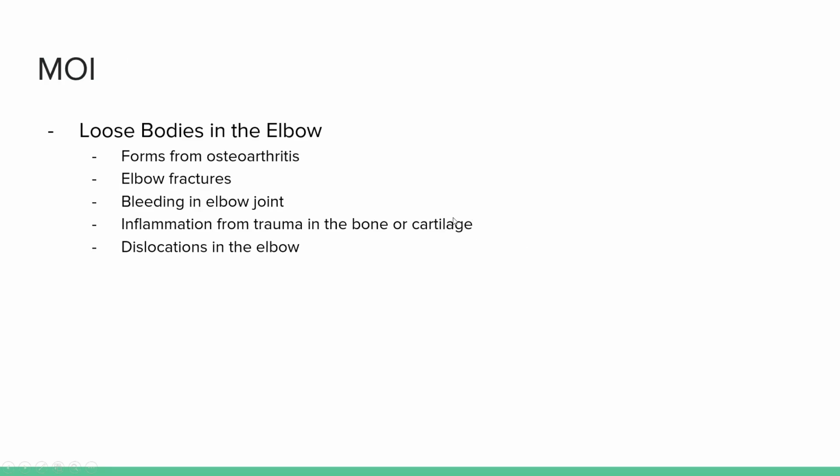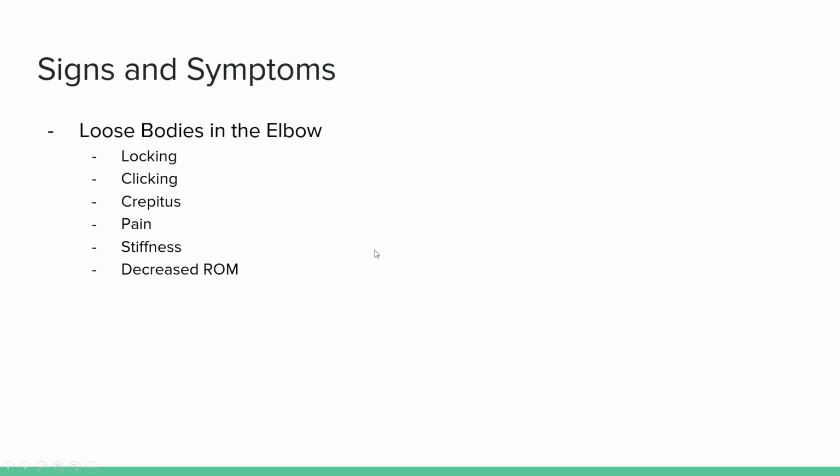So some mechanisms of injury for loose bodies in the elbow can form from osteoarthritis, elbow fractures, bleeding in the elbow joint, inflammation of trauma in the bone or cartilage, dislocations of the elbow. Some signs and symptoms of loose bodies in the elbow would be locking, clicking, crepitus, pain, stiffness, and decrease of range of motion.